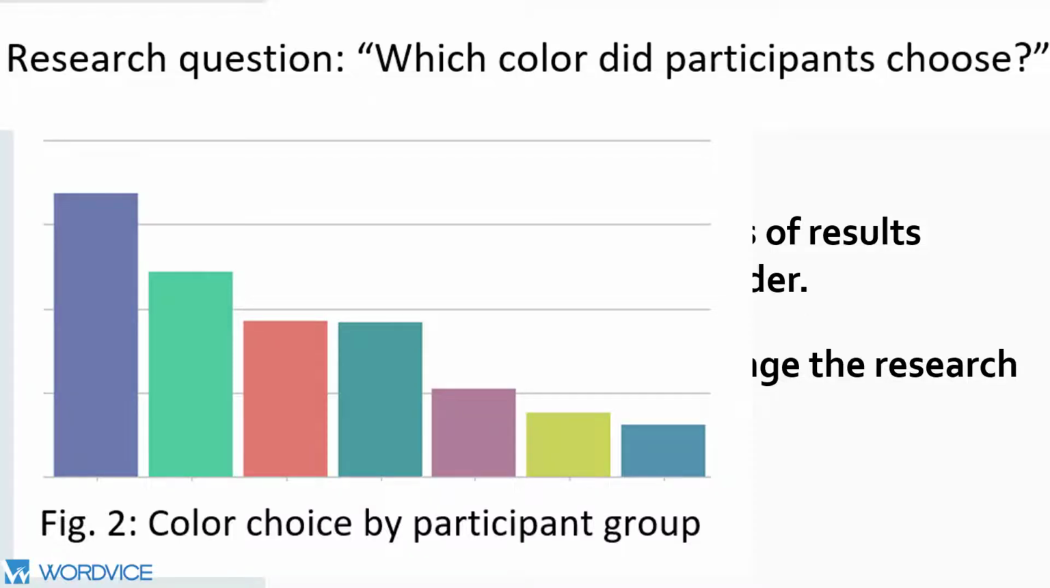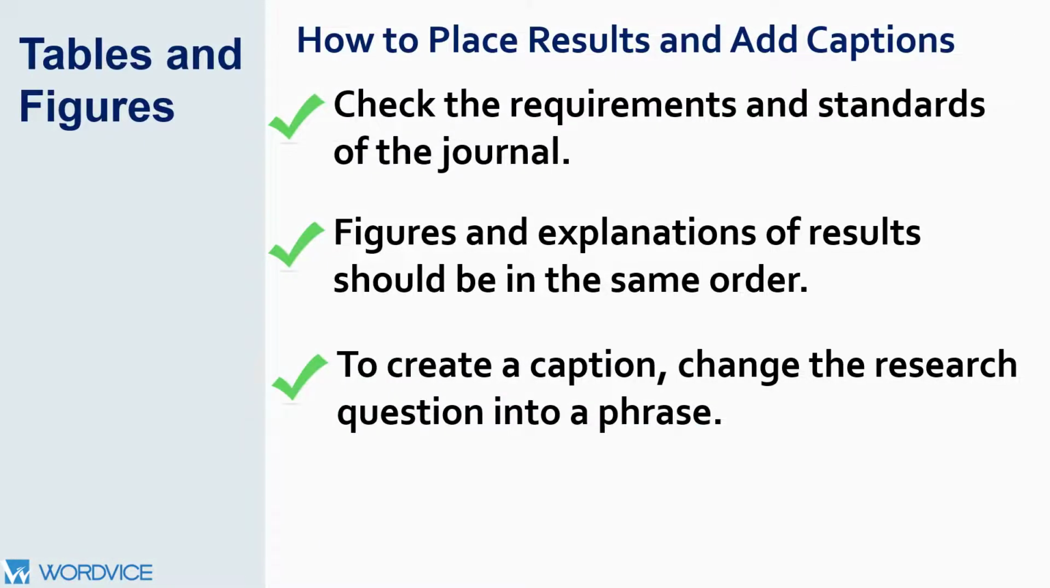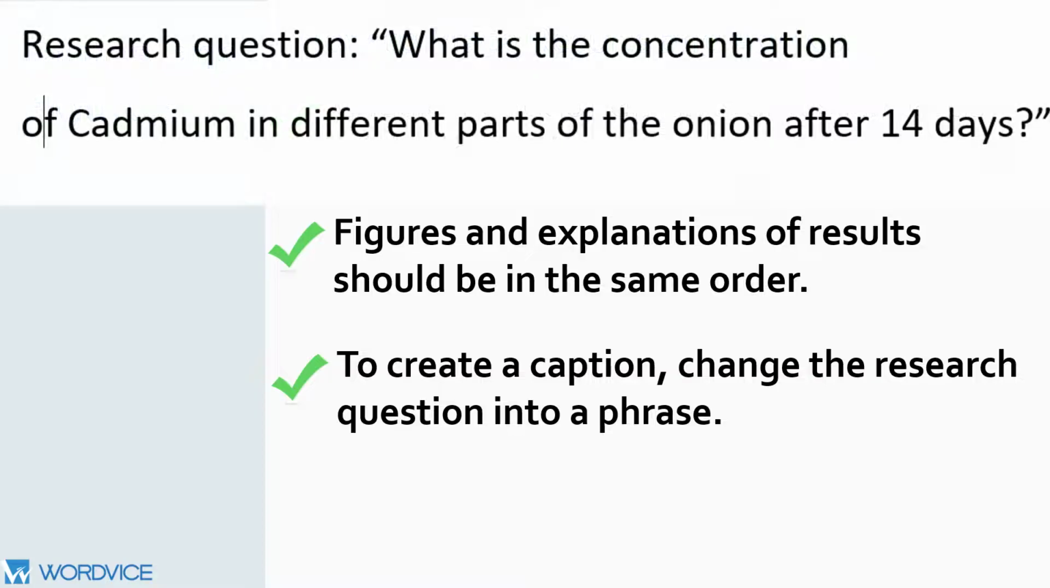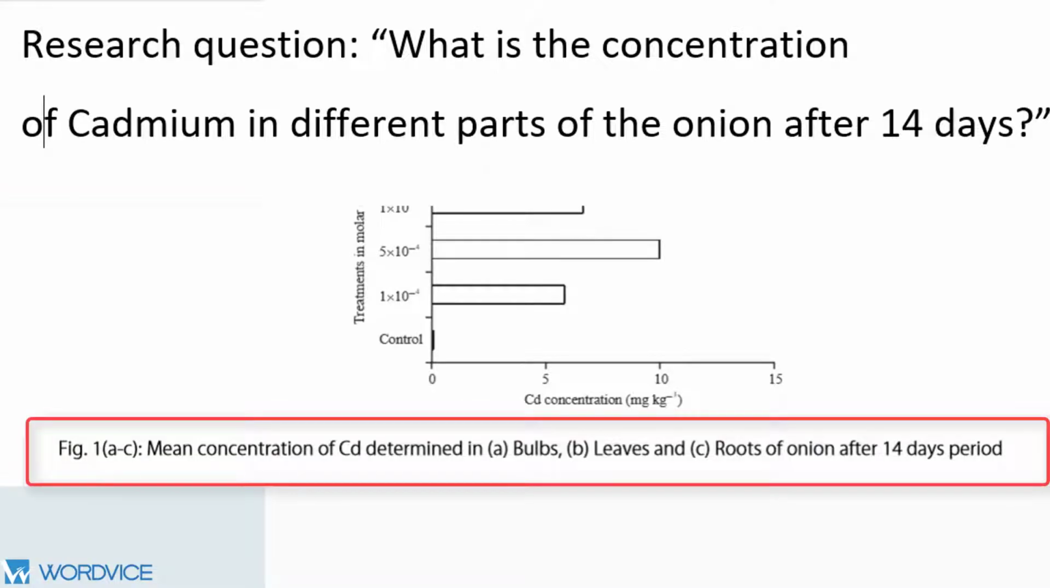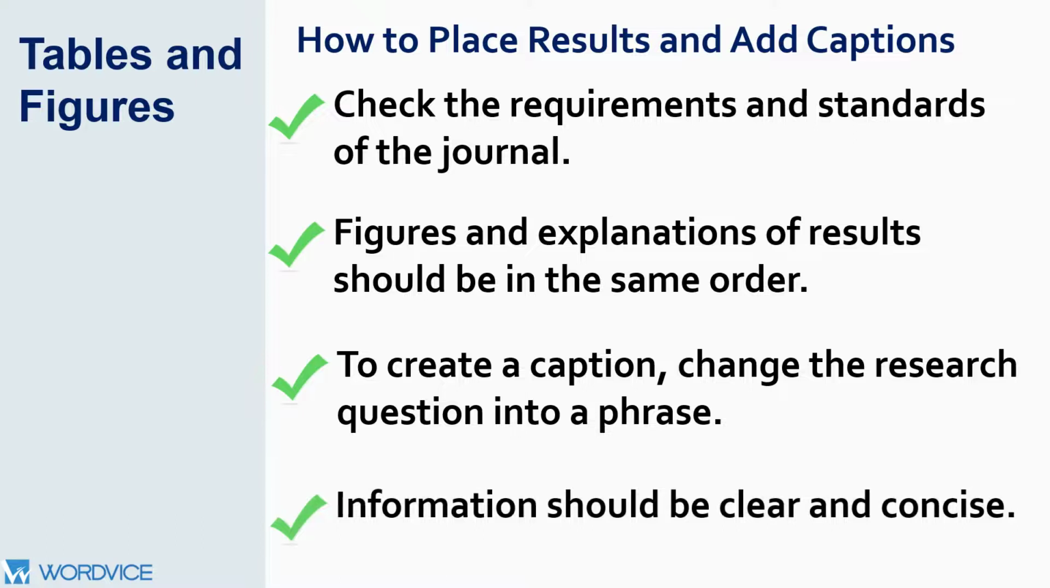Or, as in our research paper example, where the question is, "What is the concentration of cadmium in different parts of the onion after 14 days?" the overall caption reads, "Figure 1, A to C, mean concentration of cadmium determined in A, bulbs, B, leaves, and C, roots of an onion after 14 days period." Whenever a figure is referenced, the information being analyzed should be as clear and concise as possible, especially if there are many tables and figures being used in the paper.